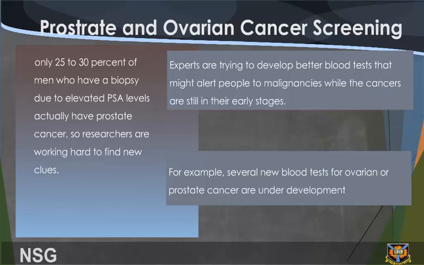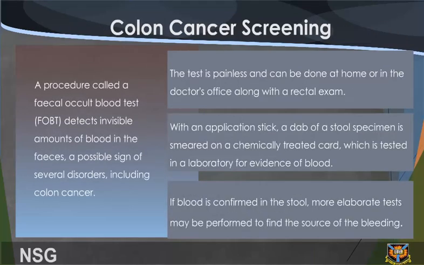So, researchers are working hard to find new clues. Experts are trying to develop better blood tests that might alert people to malignancies while the cancers are still in their early stages. For example, several new blood tests for ovarian or prostate cancer are under development.